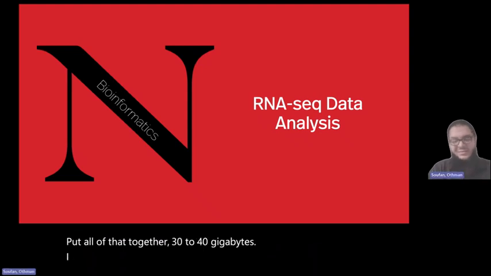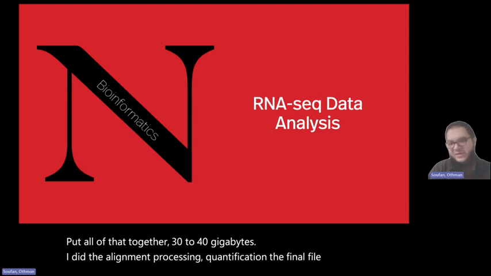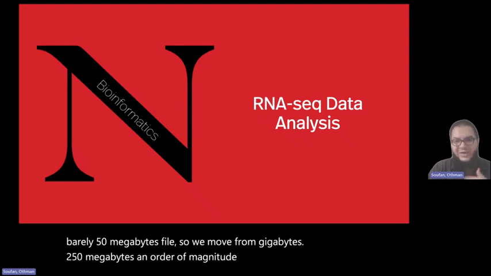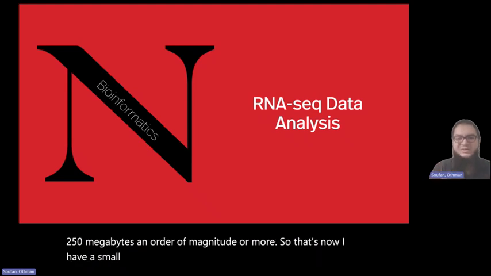I did the alignment, processing, quantification. The final file I get is barely a 50 megabyte file. So we move from gigabytes to 50 megabytes, an order of magnitude or more. So now I have a small file. It's this data matrix. What would I do with this?